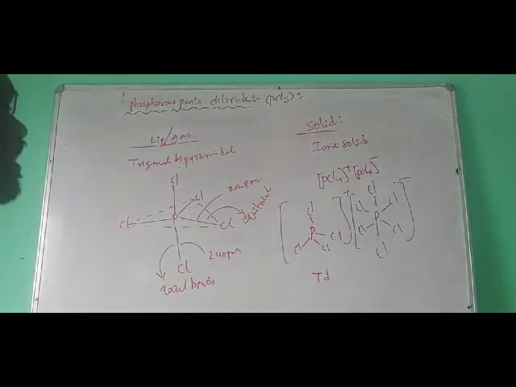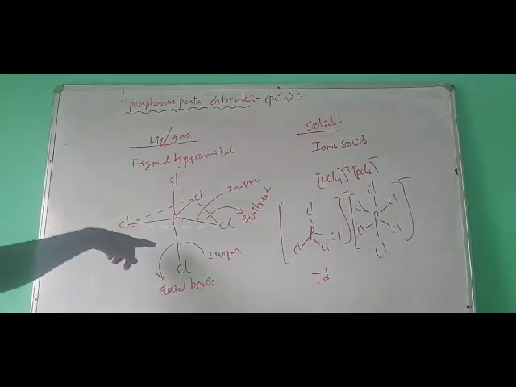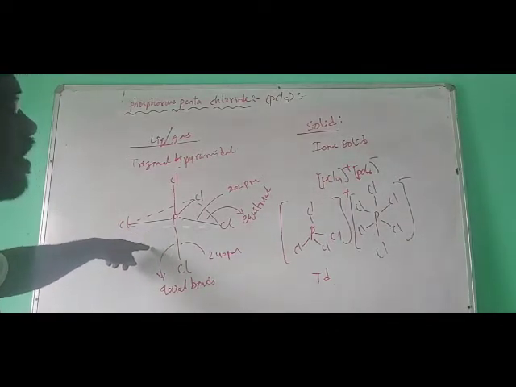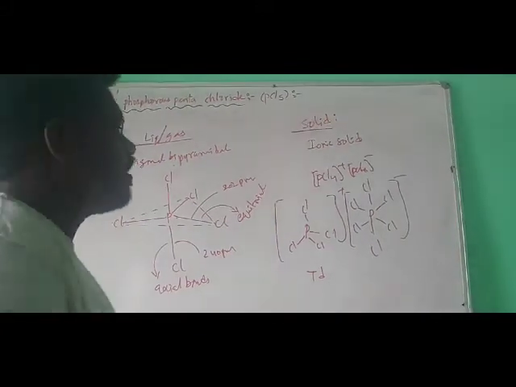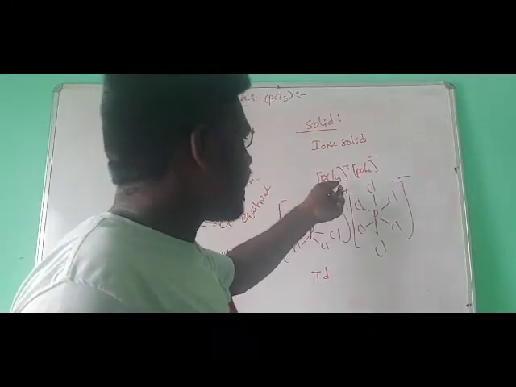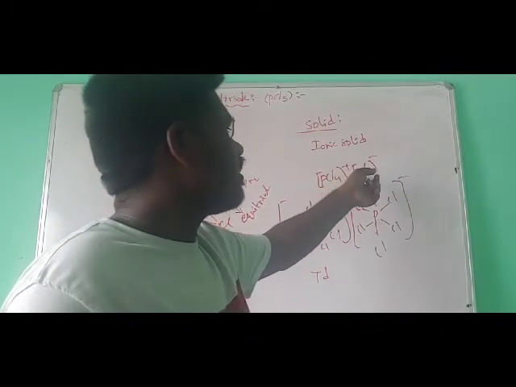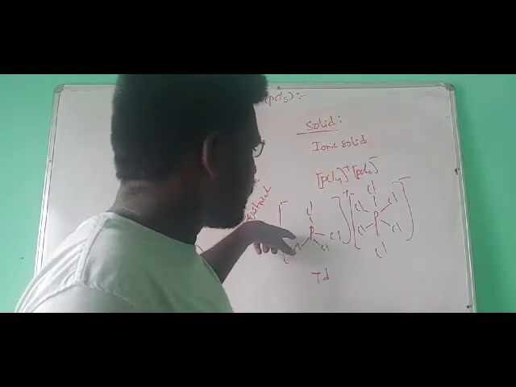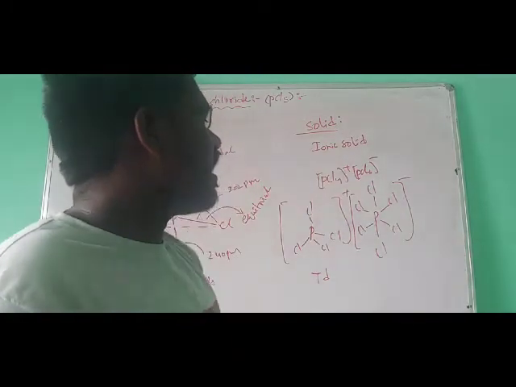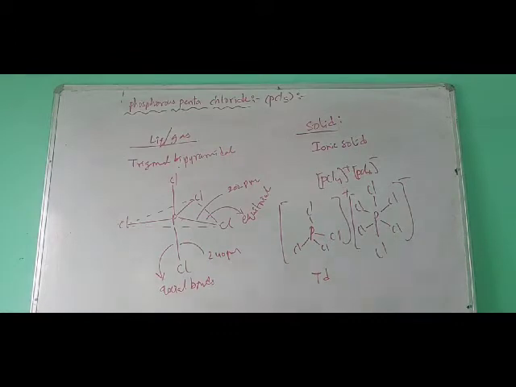In the liquid and gaseous states, phosphorus pentachloride is present in trigonal bipyramidal geometry. In the solid state, it exists as an ionic solid, and in this ionic solid the cation is PCl4 and the anion is PCl6. The cation exists in tetrahedral geometry and the anion exists as octahedral. So this is about phosphorus pentachloride.